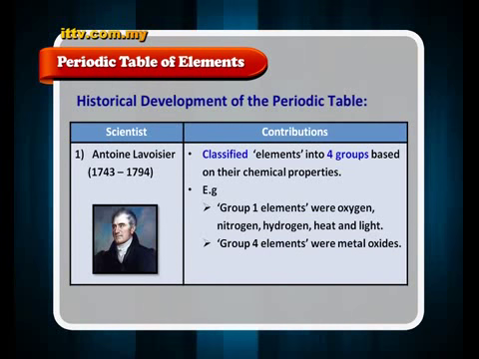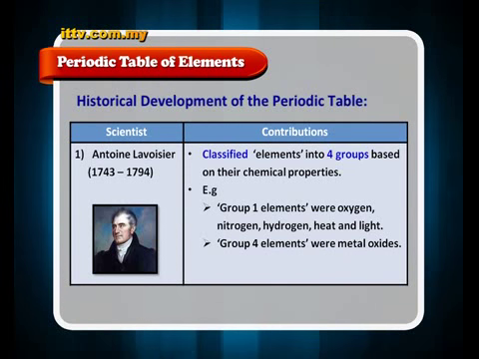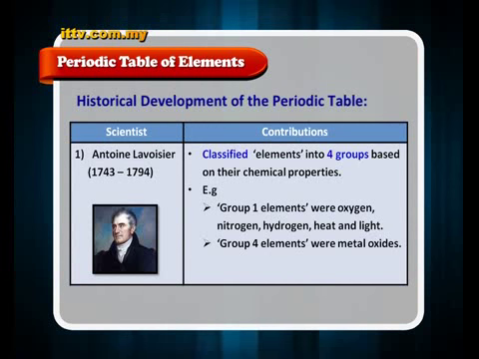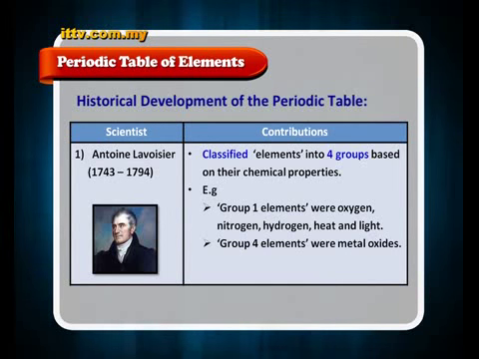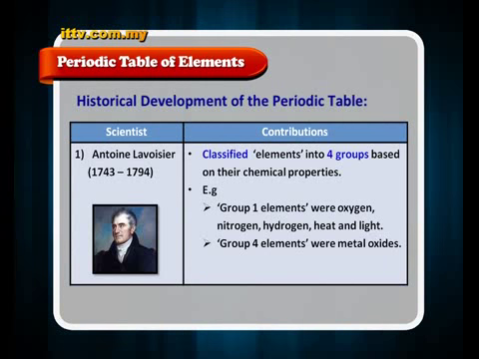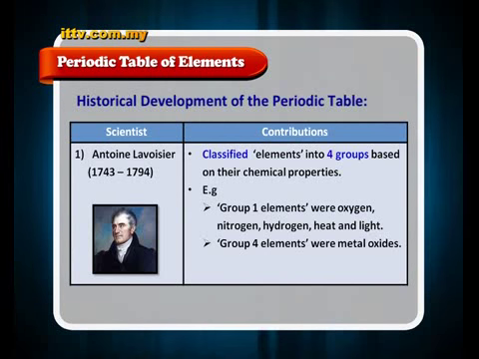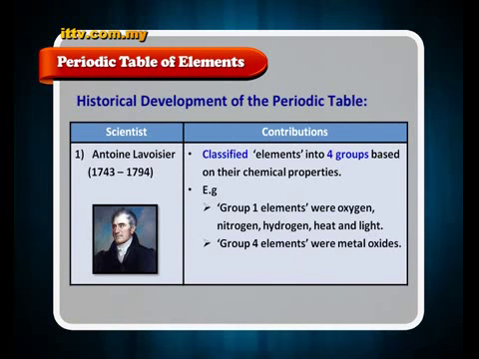Historical development of the periodic table. Antoine Lavoisier. Contributions. Classified elements into 4 groups based on their chemical properties. Example, group 1 elements were oxygen, nitrogen, hydrogen, heat and light. Group 4 elements were metal oxides.